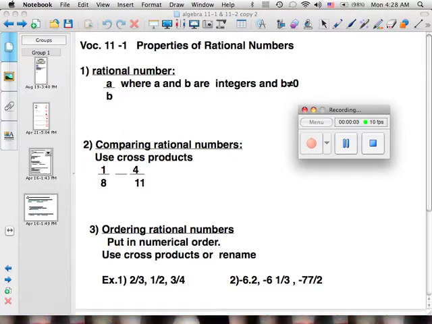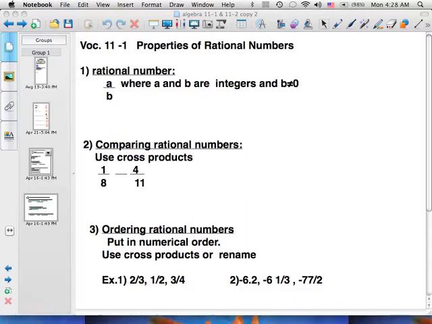We're on chapter 11, section 1 and 2. We're going to be working with rational numbers, those numbers that can be written as fractions. So a rational number is a number that can be written in the form a over b, where a and b are both integers, and b does not equal 0.